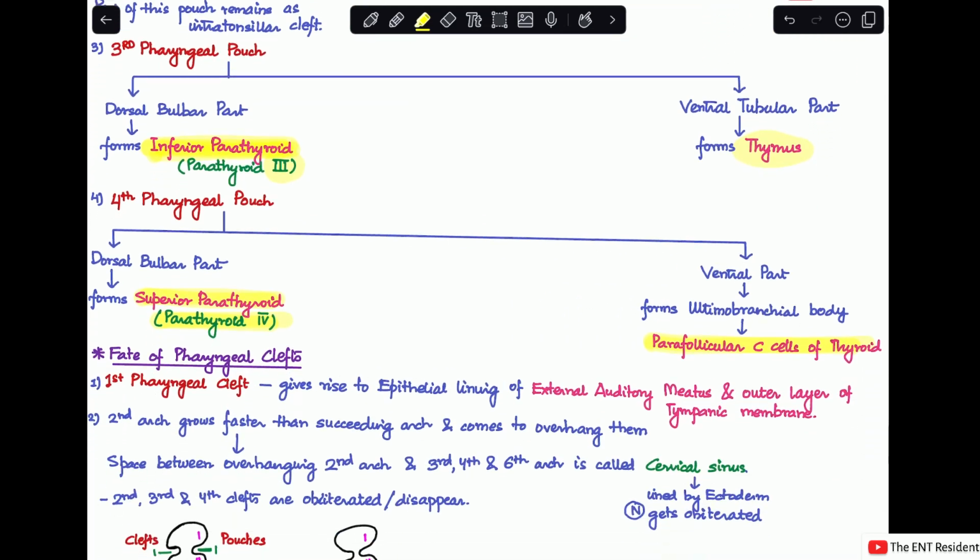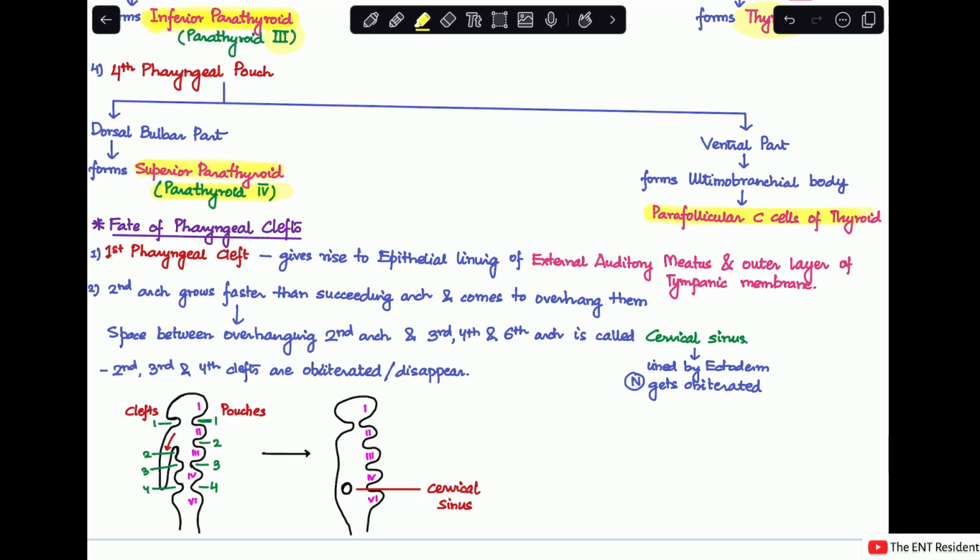Next, we'll talk about the pharyngeal clefts, which is the last bit. I have told you that initially there are four pharyngeal clefts, but what happens is the second arch grows faster than the succeeding arches and starts overhanging them. You can see in the image over here, the second arch starts overgrowing the succeeding arches and overhangs them, as a result of which that leads to the obliteration of the second, third and fourth clefts.